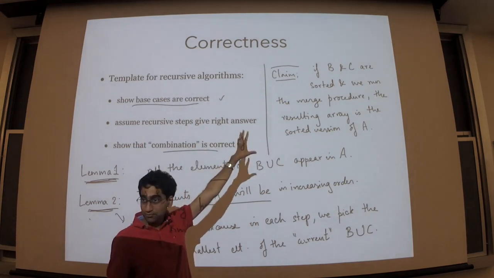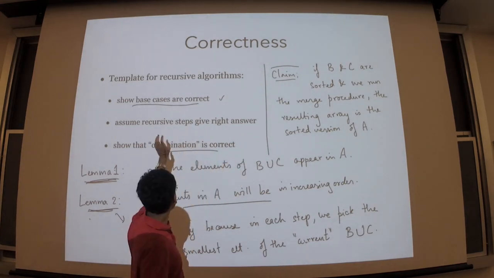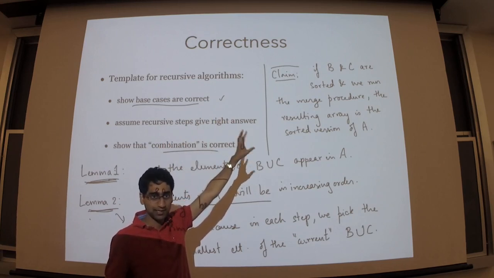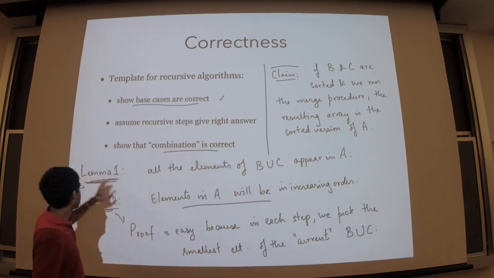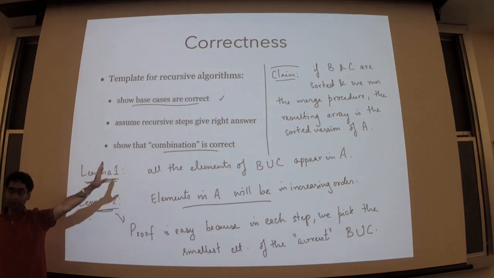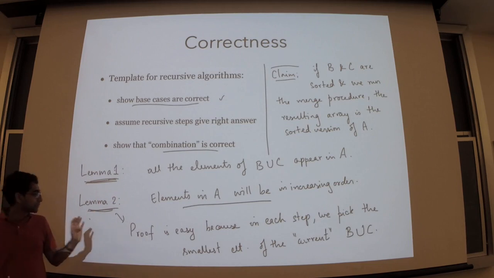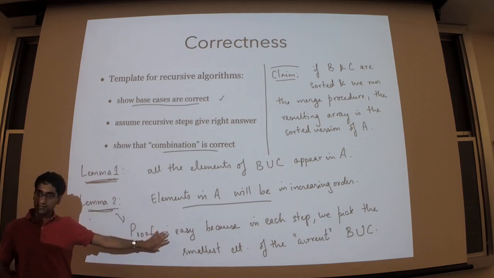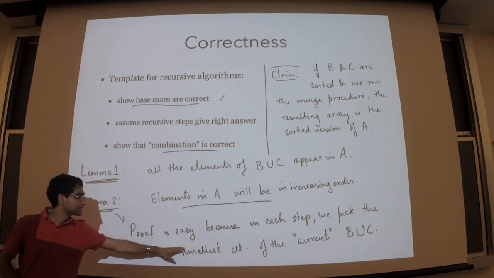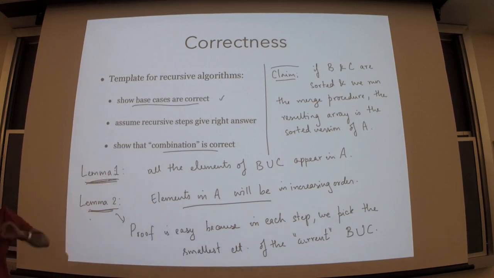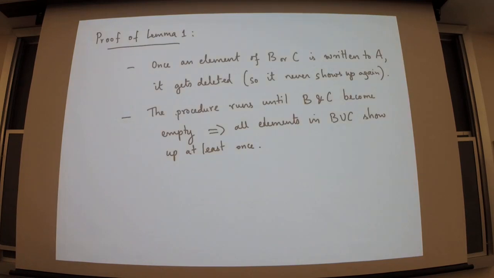You write down that claim. So proving that the combination is correct basically means that we have to show that claim. And then you say that these are the two lemmas from which that claim obviously follows. And then you say that from the way we've defined the procedure, lemma 2 is very easy to see because you always pick the smallest element. And lemma 1 can be proved using these two steps. Okay, so that would be the overall proof.